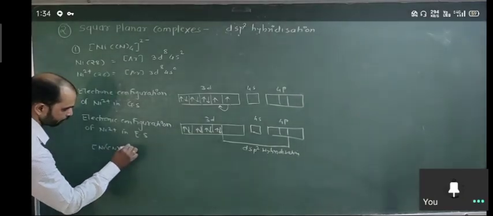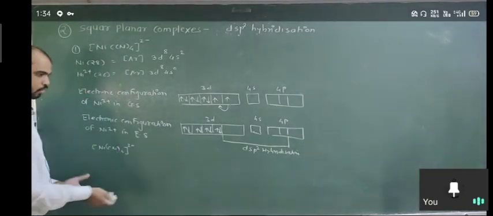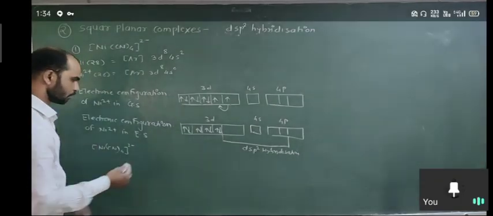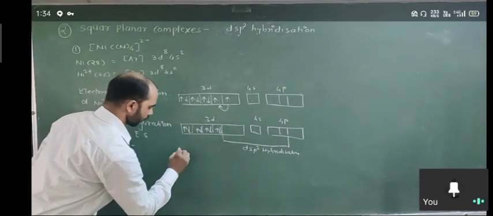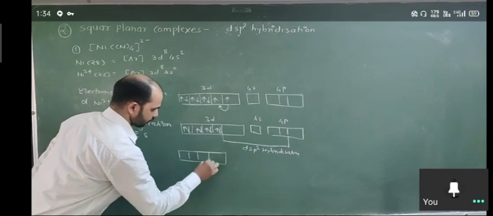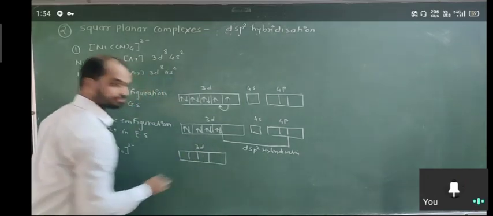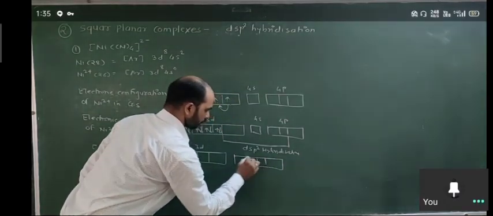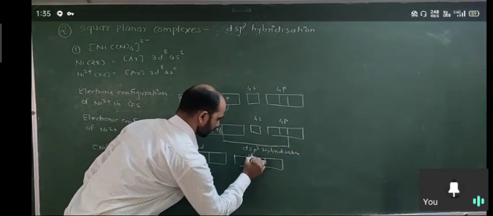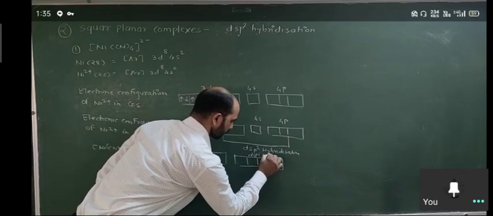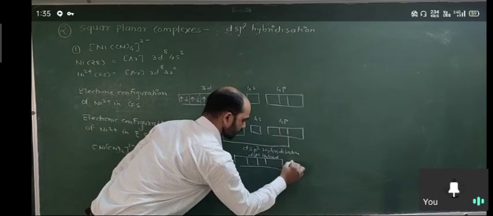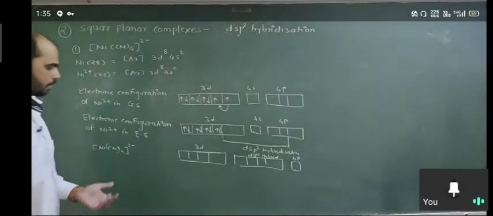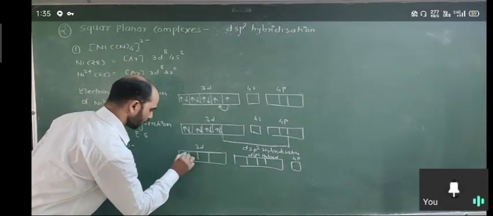So you can write here Ni(CN)4 2 minus. So how are electrons distributed in Ni(CN)4 2 minus? These 4 are degenerate, they are separate, 3d, right? Next is the bunch of 4. We call it the dsp2 hybrid orbitals. And the last 4p remains, it is not participated. So in the d, how many electrons? 8 electrons.